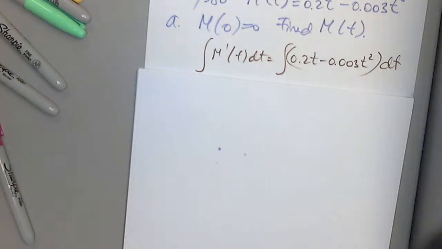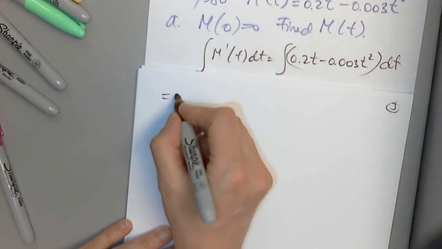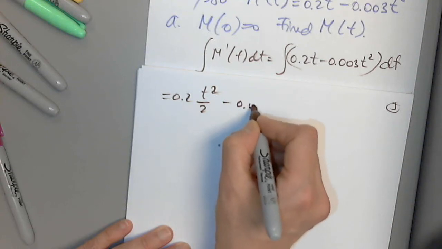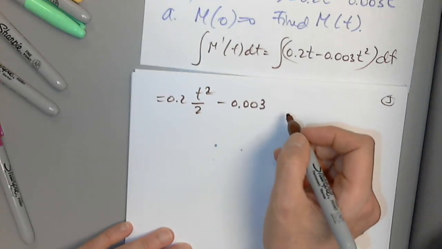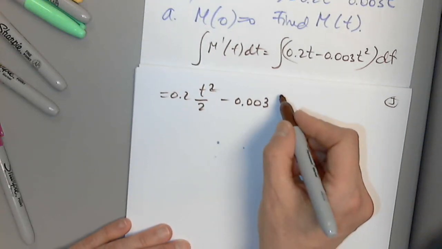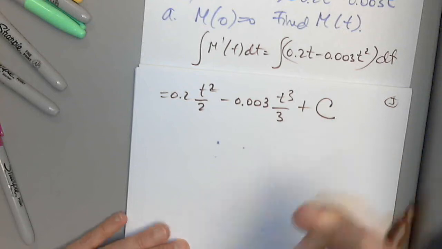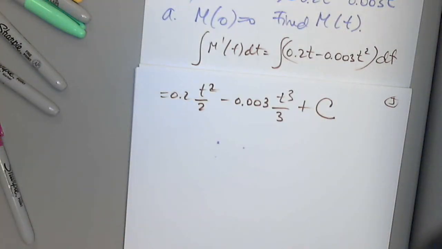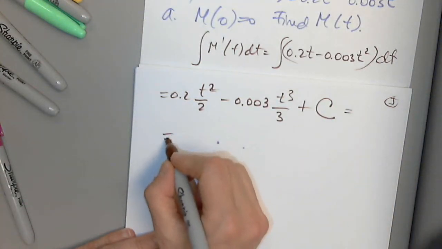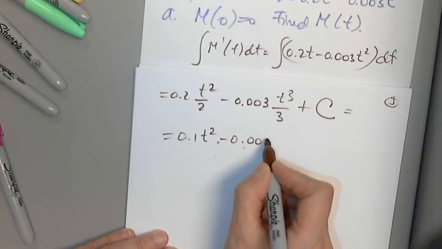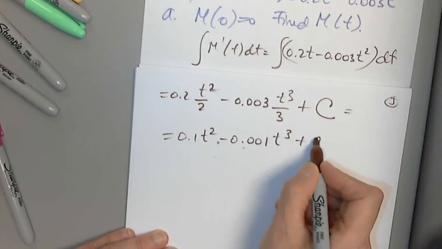So we have 0.2 t squared over 2 minus 0.003, and what do I write? Over 3, plus a constant c. I will simplify and get 0.1 t squared minus 0.001 t cubed plus a constant c.